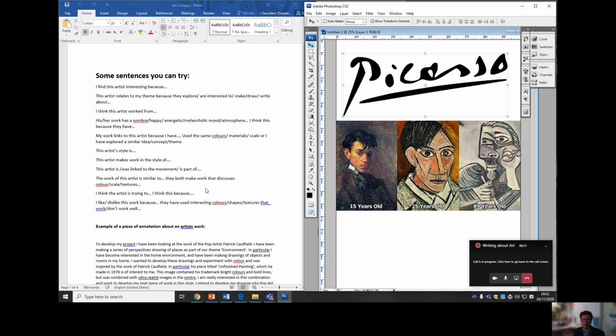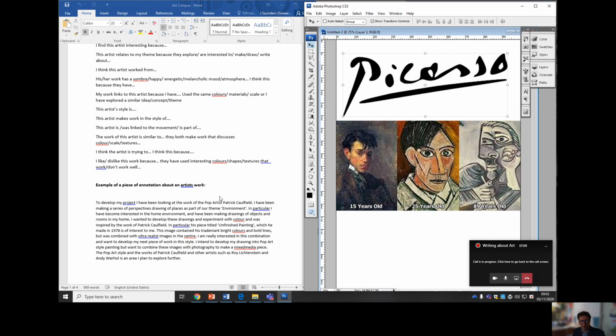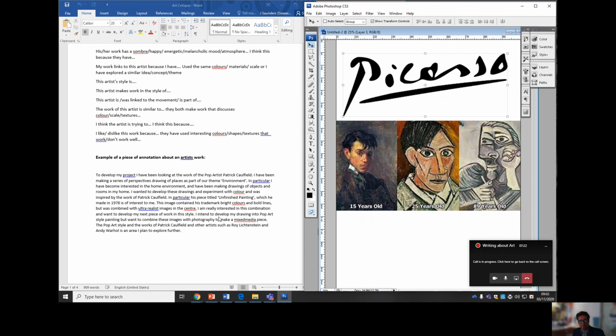I might say, I love the green there, it reminds me of the sun shining on grass, and you might say it reminds you of mildew, but that's the reason you dislike it. It gives you an uneasy feeling to look at that color. So you have to tell me why you like something or dislike something. At the bottom of this page here, you can see an example that somebody's written about the artist Patrick Caulfield. This gives you a good idea how you can use these cues that I've given you at the top to create a little piece of descriptive writing, an annotation about an artist and their work.